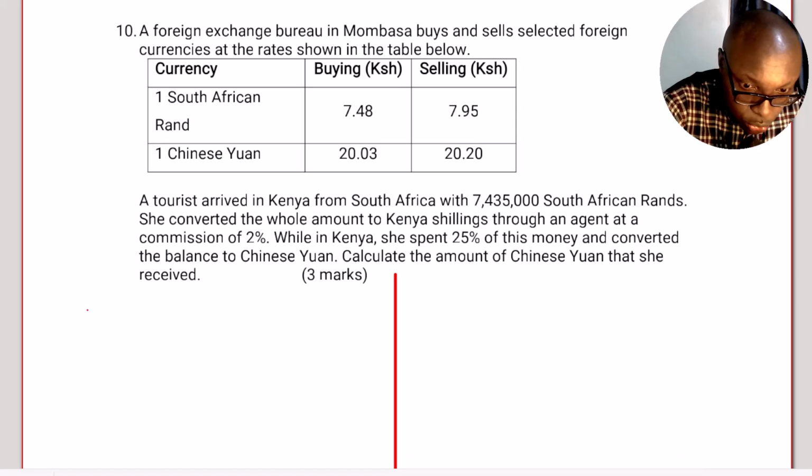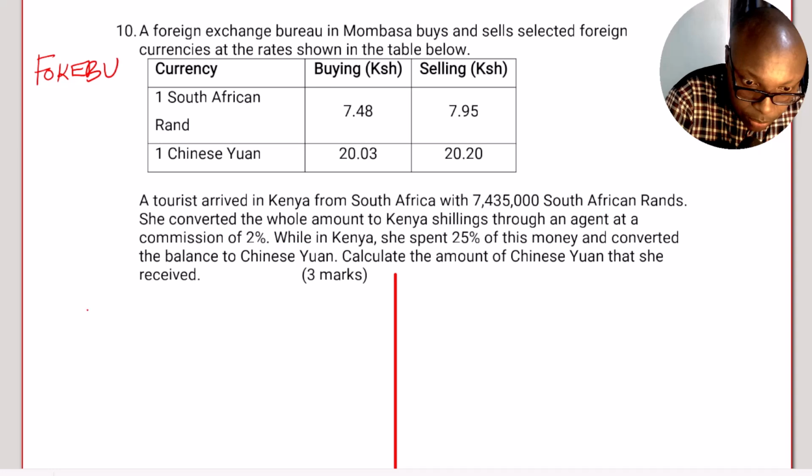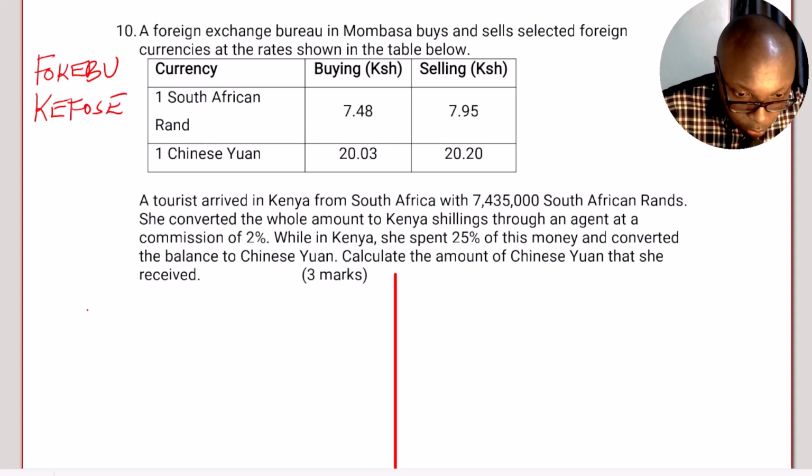So the first thing I would like to show you is something that you can use while solving these kinds of questions, and I'm going to use two acronyms. So we have this acronym FOKEBU, note them please, and then there is KEFOSE. These ones are very useful. Let me go to the first one, FOKEBU. FO stands for foreign, KE stands for Kenyan, then BU, buy. That means if you're converting the currency from foreign to Kenyan, use the buy column. Then if you're converting the Kenyan currency to foreign, you use sell.